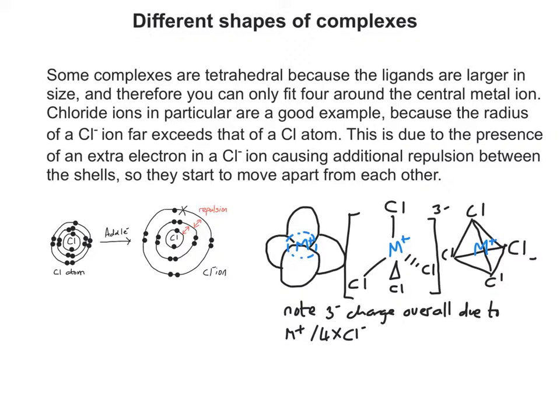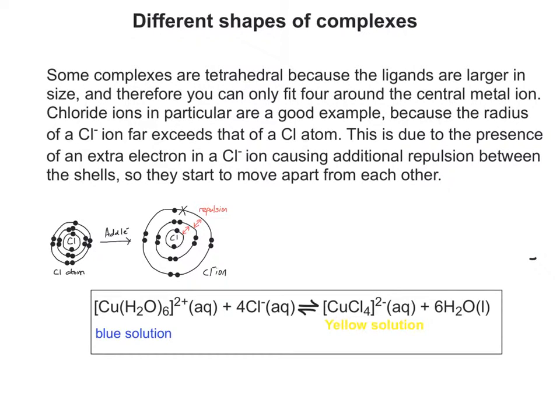So this ends up with a different shape, doesn't it? And it's also interesting to look at the 3- charge in this particular generic example. So assuming that the central metal ion has a positive charge of 1, then that would mean the overall charge is 3-, because you have 4 Cl- against 1 M+. Let's now have a look at a couple of examples of this that come up in the A-level syllabus.